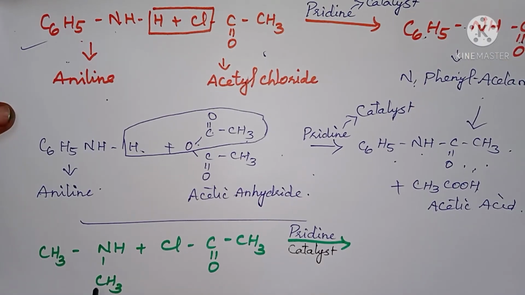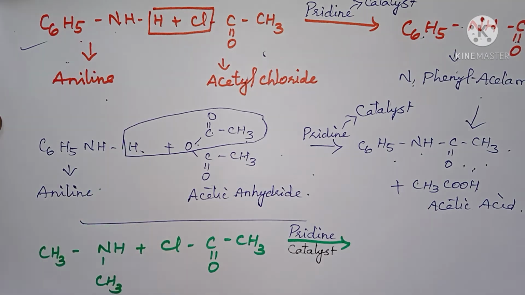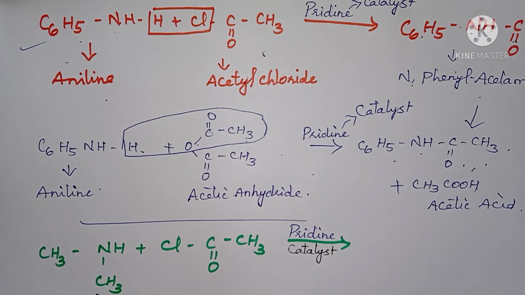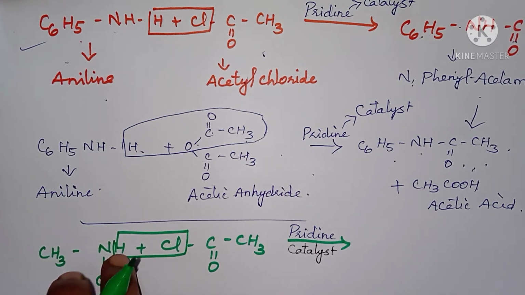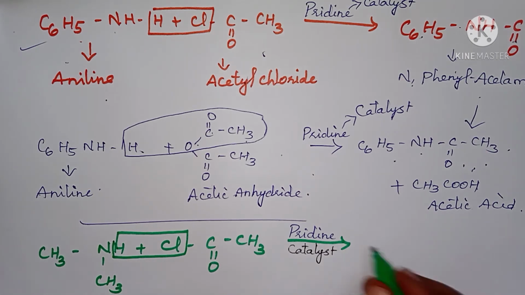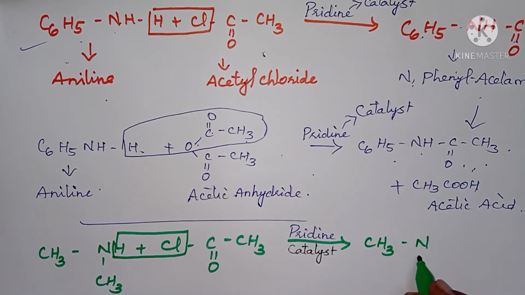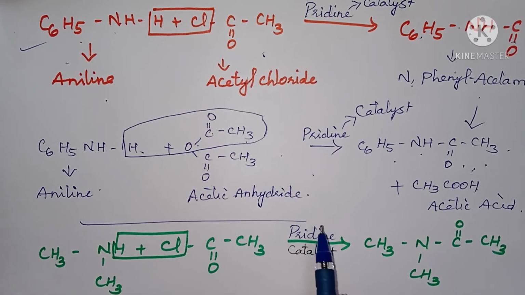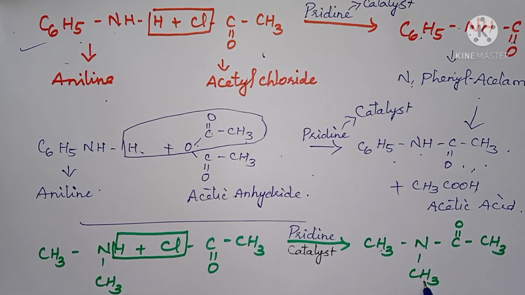See here, in the next equation, not only primary amines, whether aliphatic or aromatic, even secondary amines can react. See here, CH3NH, so what is this? Dimethyl amine. That means 2 methyl groups are available, replacing 2 hydrogens. In the same way, HCl is removed, with pyridine as a catalyst. So CH3N, then one hydrogen is gone, CH3, and here the double bond. See, this is the product: CH3N, CH3, HCl has gone, C double bond O, CH3.